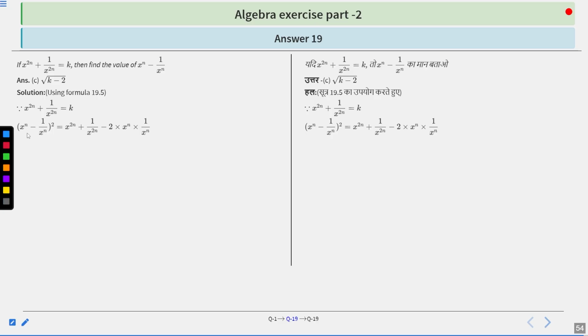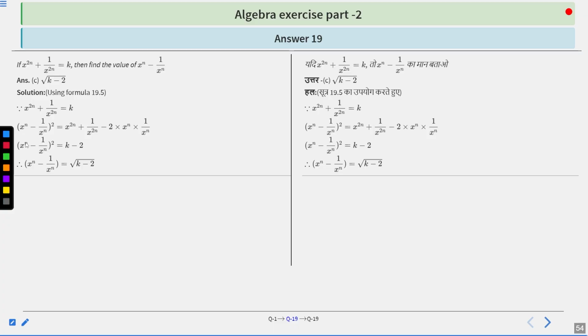Expanding it according to the formula of a minus b whole square, we get x raised to power 2n plus 1 upon x raised to power 2n minus 2 into a into b, that is 2 into x raised to power n into 1 upon x raised to power n. Therefore x raised to power n minus 1 upon x raised to power n whole square is equal to k minus 2, because x raised to power n will cancel out x raised to power n, and this term was already given in the question as k. Therefore k minus 2.